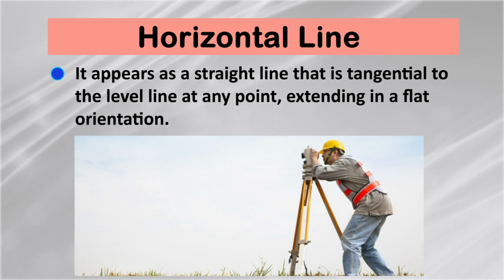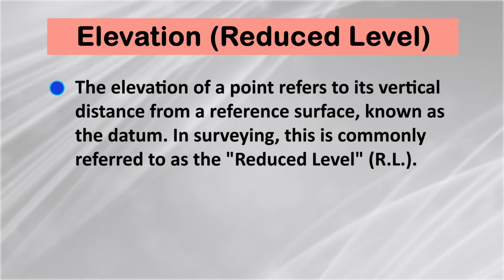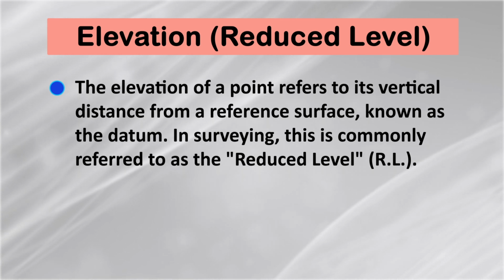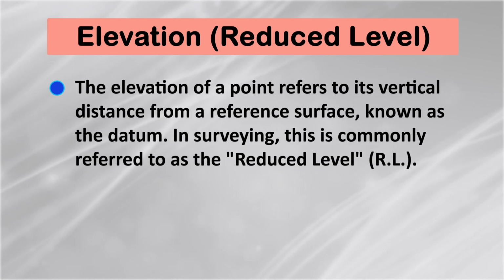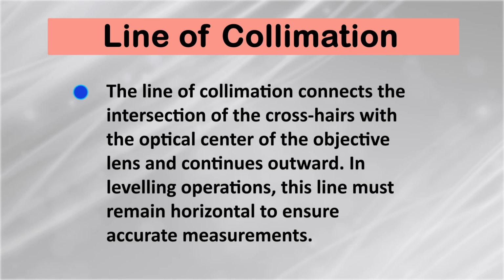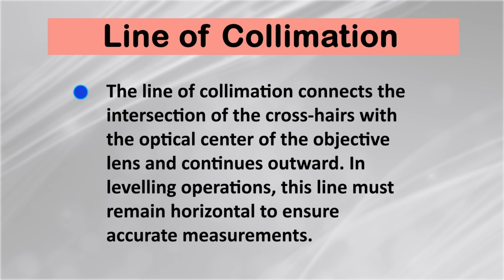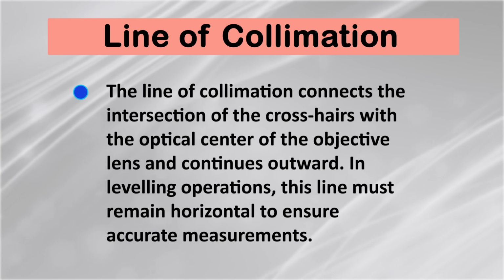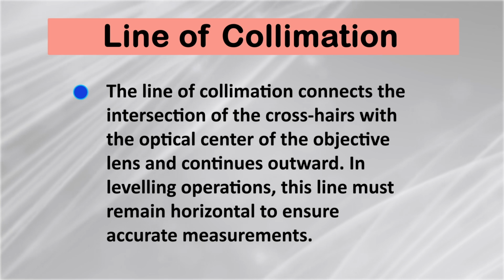Next is reduced level. The elevation of a point refers to its vertical distance from a reference surface, that is known as datum. In surveying, this is commonly referred to as a reduced level. Next is line of collimation. The line of collimation connects the intersection of the crosshairs with the optical center of the objective lens and it continues outward. In leveling operation, this line must remain horizontal to ensure accurate measurements.